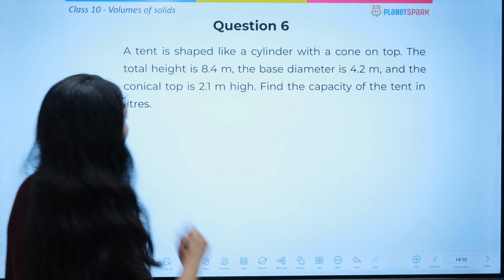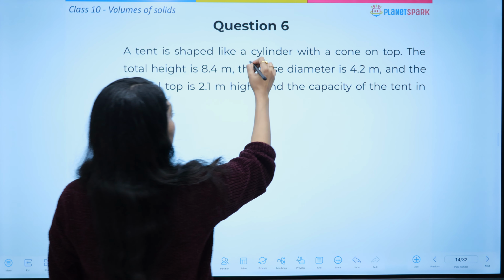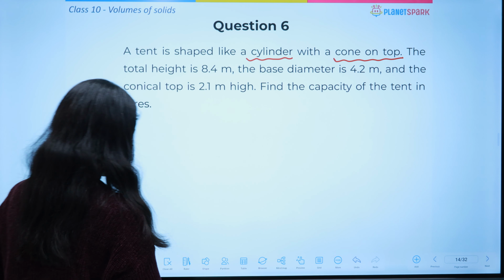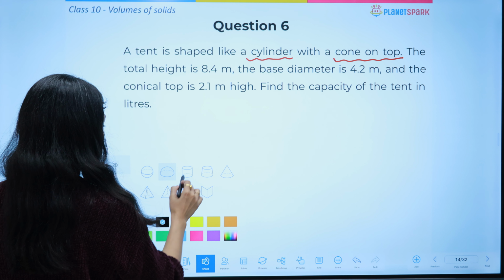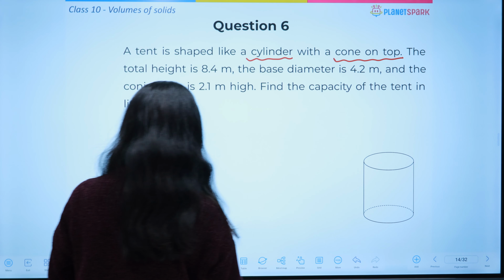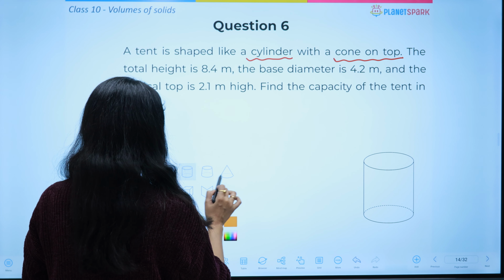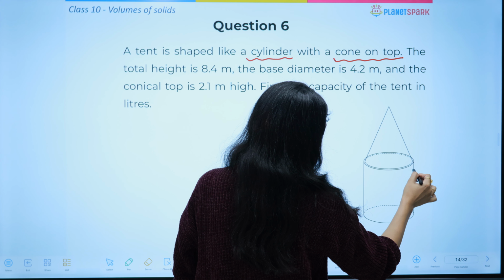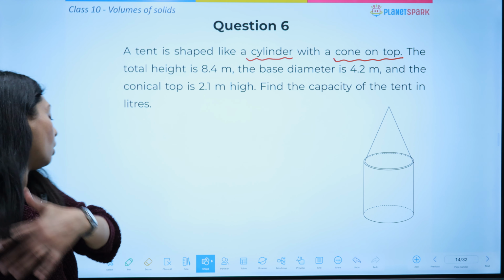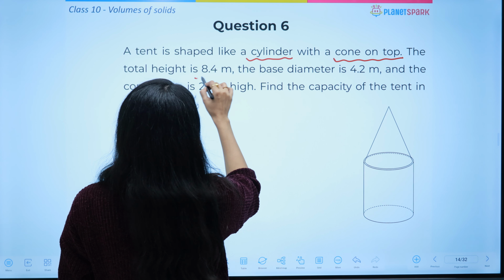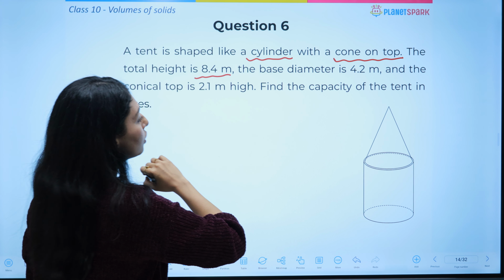Okay then, next one. A tent is shaped like a cylinder with a cone on the top. So let's see how it looks. We have a cylinder, and on top of it we have a cone. That's how our tent looks. Then what is given? The height is 8.4 meter, the total height.